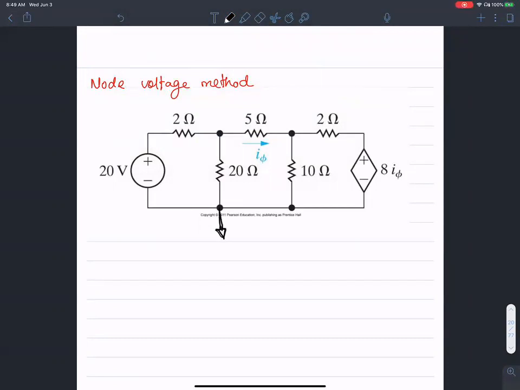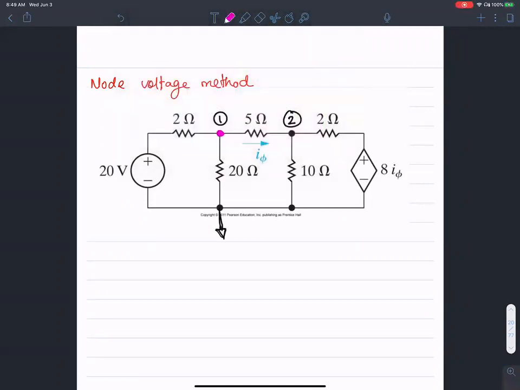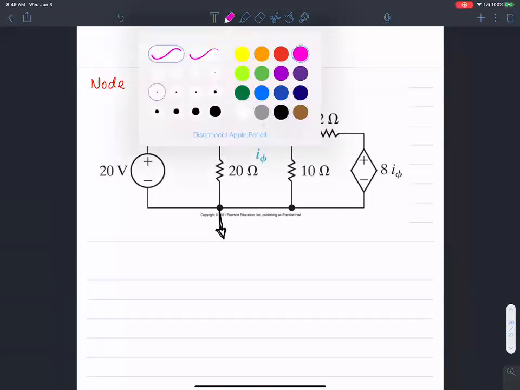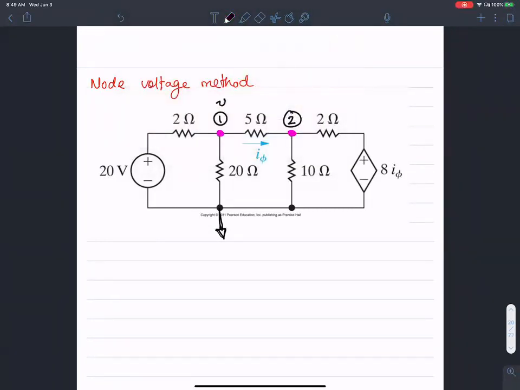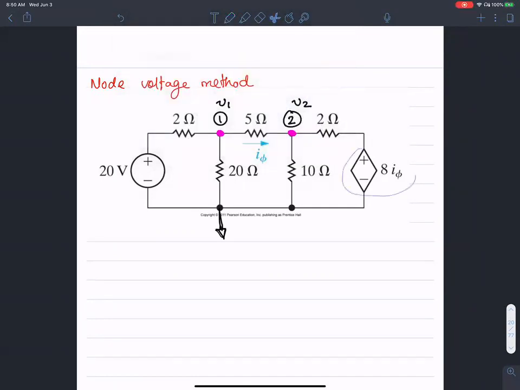That's step 1. Step 2 is to identify the different nodes. I'll call this node 1, and I'll call this node 2. Now the next step is to define the node voltages V1 and V2. The only thing that is different about this problem is that there is a dependent voltage source. The voltage of this guy is dependent on the current through this branch. Let's see how we can solve this problem.